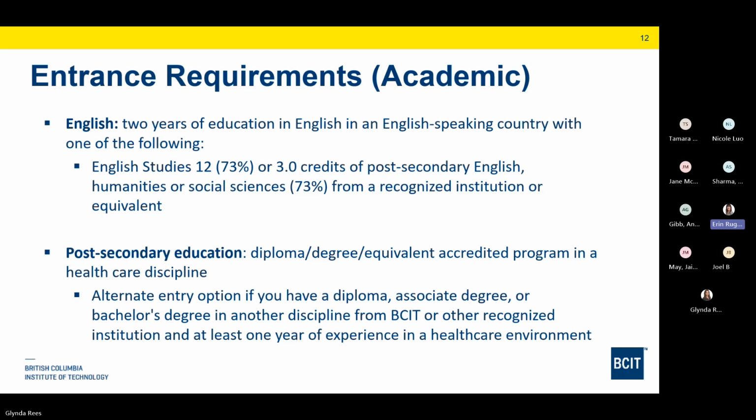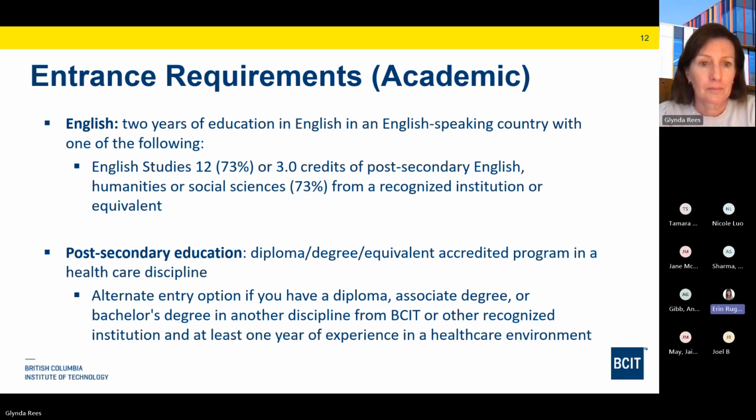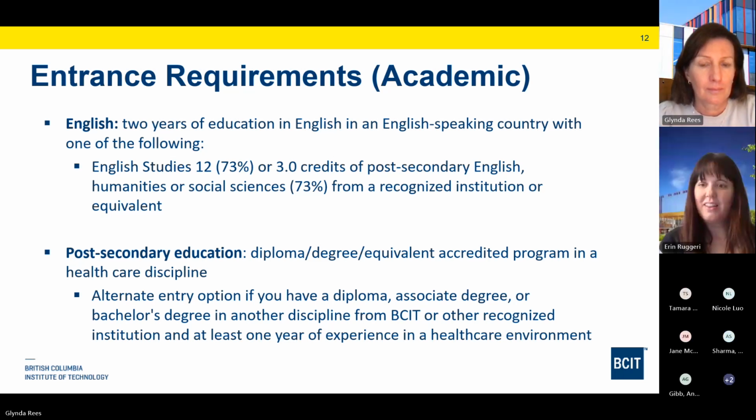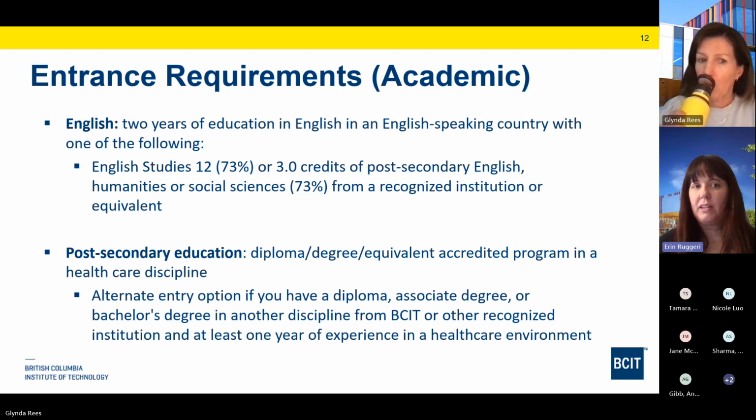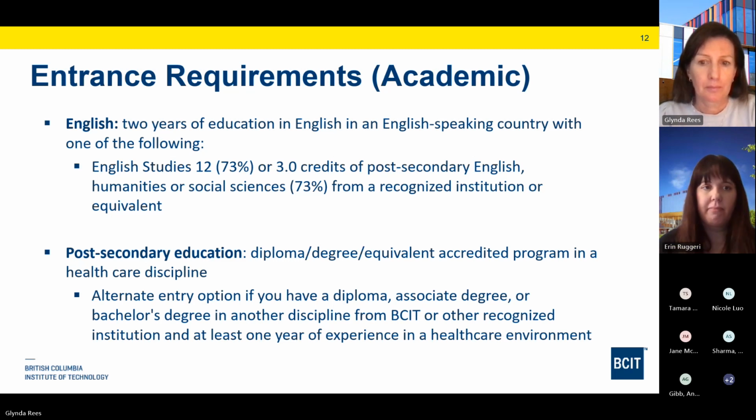So we do have some academic entrance requirements. First off, we do require that you have 2 years of education in English in an English-speaking country with either English Studies 12 with at least a B, 73%, or you have 3 credits of post-secondary English, humanities, or social sciences from a recognized institution.